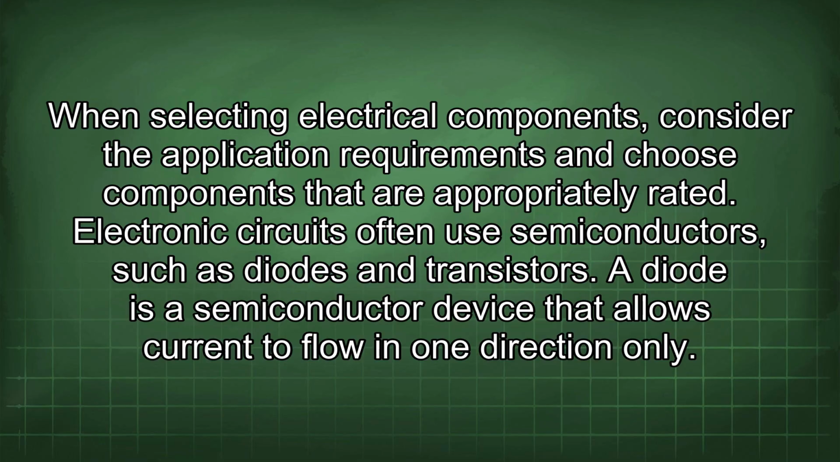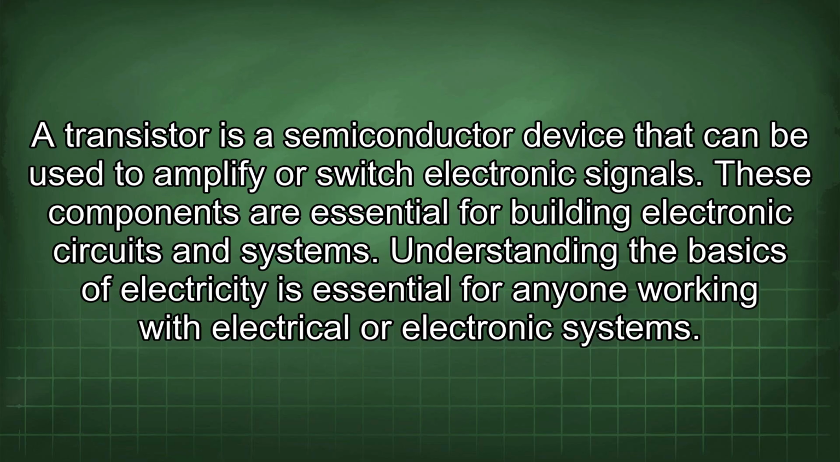Electronic circuits often use semiconductors, such as diodes and transistors. A diode is a semiconductor device that allows current to flow in one direction only. A transistor is a semiconductor device that can be used to amplify or switch electronic signals. These components are essential for building electronic circuits and systems.